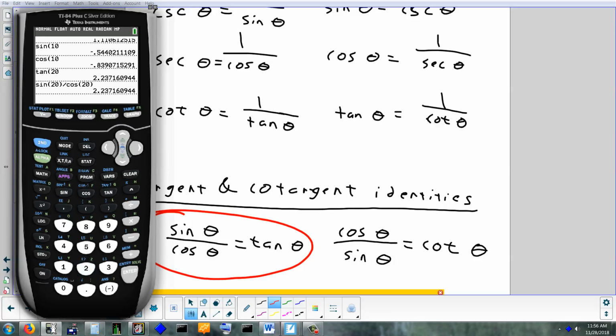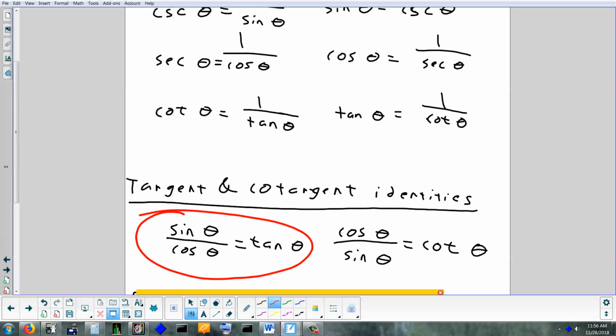Sine divided by cosine is tangent. And if you flip it, instead of sine over cosine, you get cotangent, because if you flip it, it's the reciprocal.